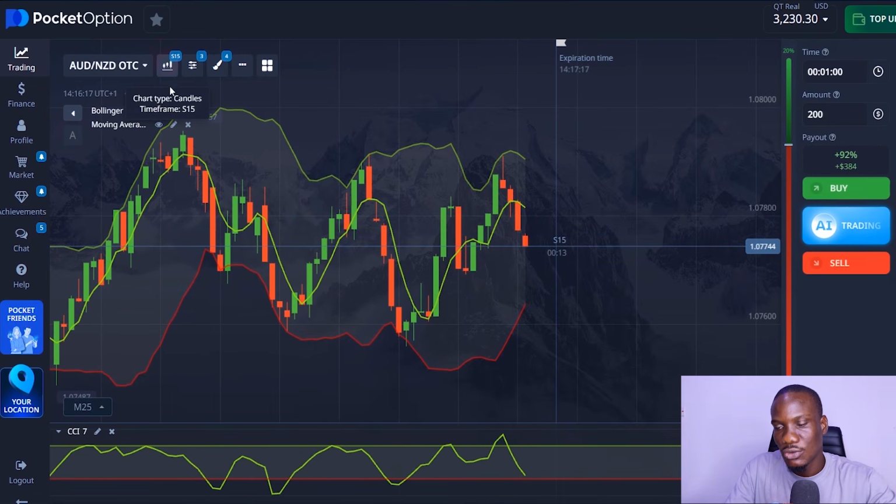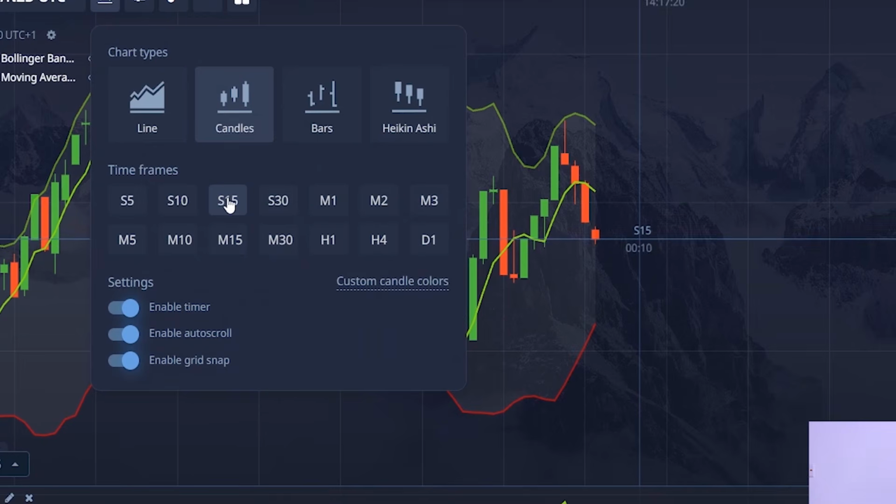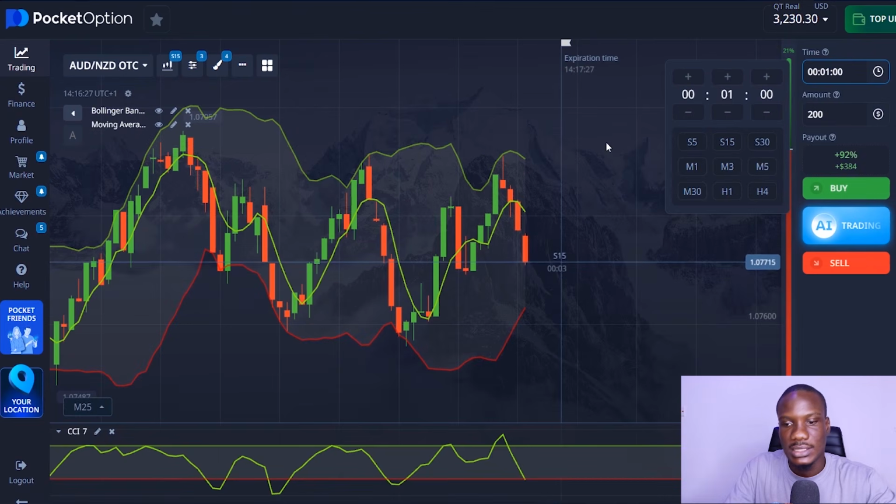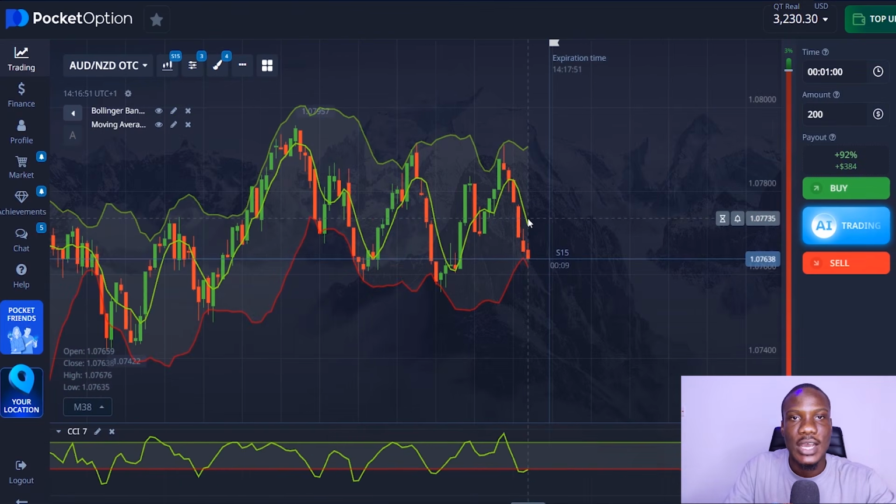So with this strategy, I'm going to be trading it on 15 seconds candle time frame, and I'm going to be using the normal Japanese candlestick. Not only that, I'm going to be trading this strategy on 1 minute. Hope you're getting it right. So this is how the strategy works.